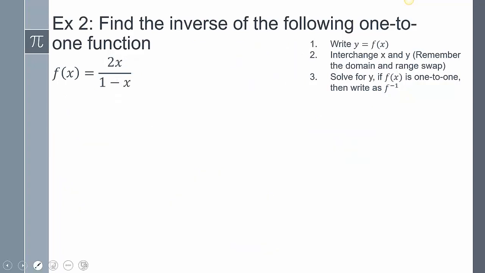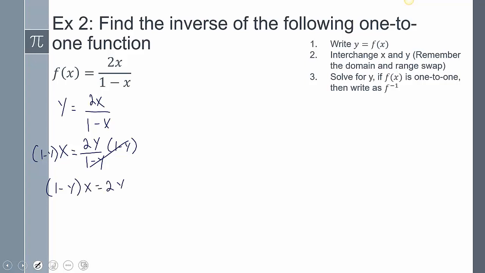Example number 2. So finding the inverse of this one-to-one function, so that first step, y equals f of x, I want to replace my f of x with y. Then step 2, interchange my x and y, so I'm going to get x equals 2y over 1 minus y. Then from there, I need to solve for y. I need to get y by itself. Well, I have a y in the denominator here, so I'm going to multiply both sides by 1 minus y. So they do cancel out there. And so I get 1 minus y times x equals 2y.